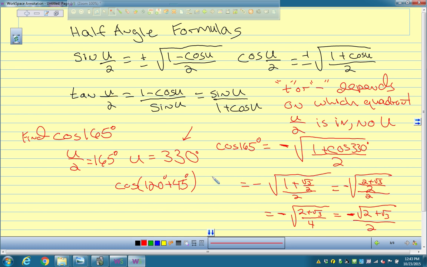But it's still, if you put it into a calculator, you get the same thing. You know what I mean? Okay? So I have one more problem.